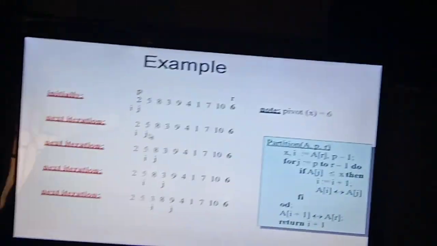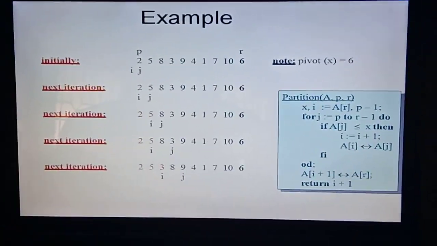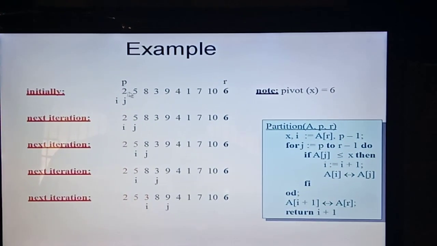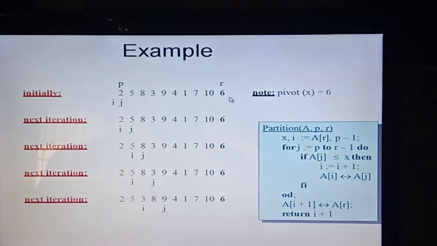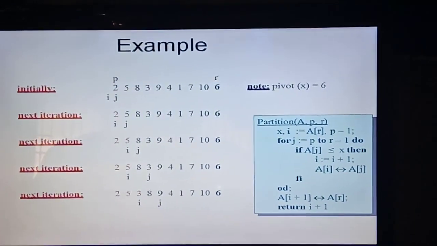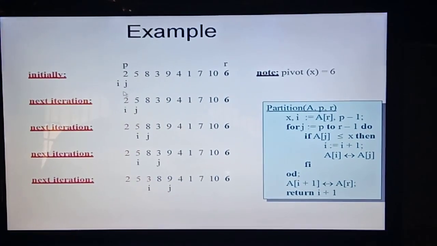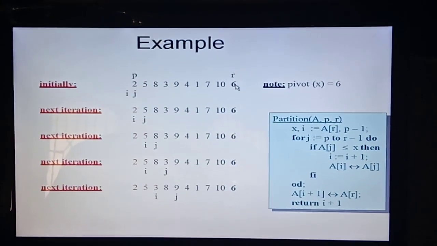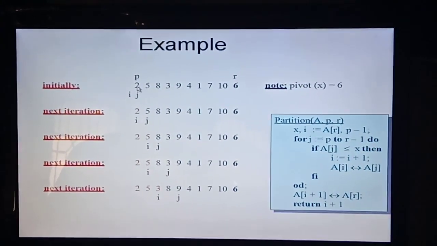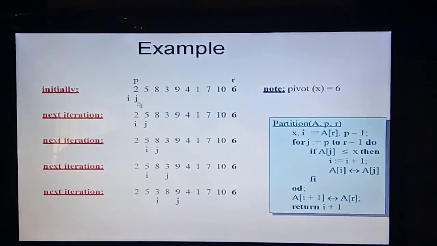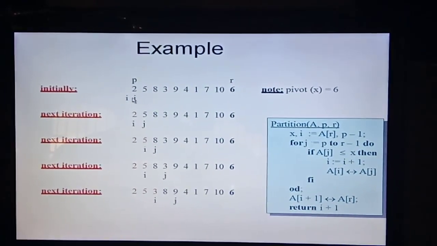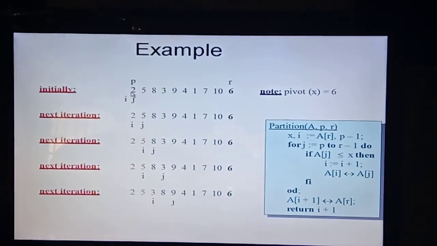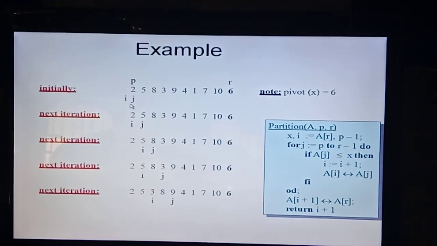If that is less than X, then you can increment I and move A of J, if the array element of J is less than or equal to X. Then I equal to I plus 1, and A of I is swapped with A of J. So here the pivot is at R and I is 0, J is also 0. In the first iteration, A of J is 2 compared with 6, A of J is less, then increment I.